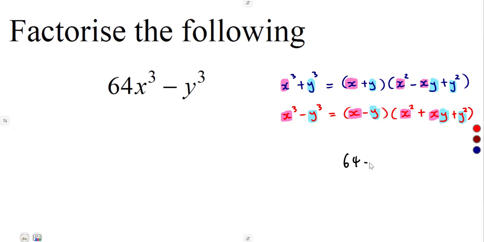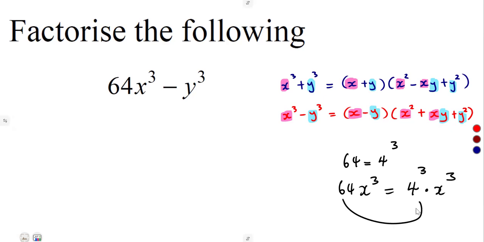64 is the same as 4 to the exponent of 3. Remember that. So meaning to say, in place of 64, we can write 4 to the exponent of 3. So if it is 64x to the exponent of 3, it is the same as 4 to the exponent of 3 times x to the exponent of 3. 64 is the same as what? 4. So we can write it as a single term, 4x raised to the exponent of 3, as we have got a common exponent.